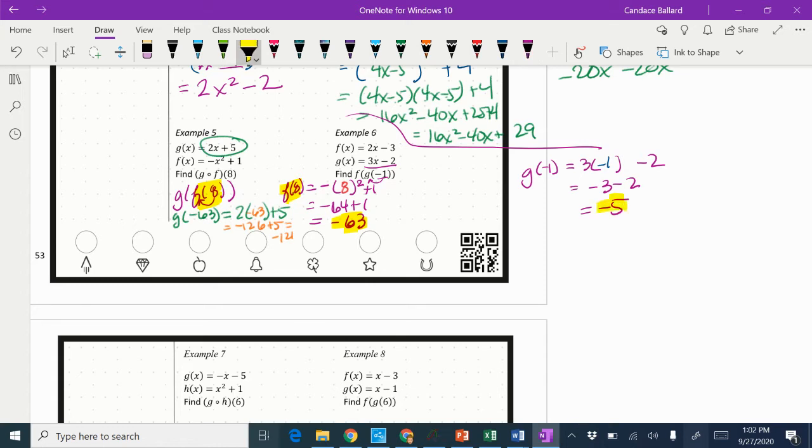Since I know the negative 5 is what g of negative 1 equals, I'm going to substitute that in. Okay? So I have f of negative 5. So I'm going to take that and plug it into my f function. So that means I have 2 times parentheses minus 3. For the parentheses, we're going to put in a negative 5. So 2 times negative 5 is negative 10. Minus 3 would be negative 13.